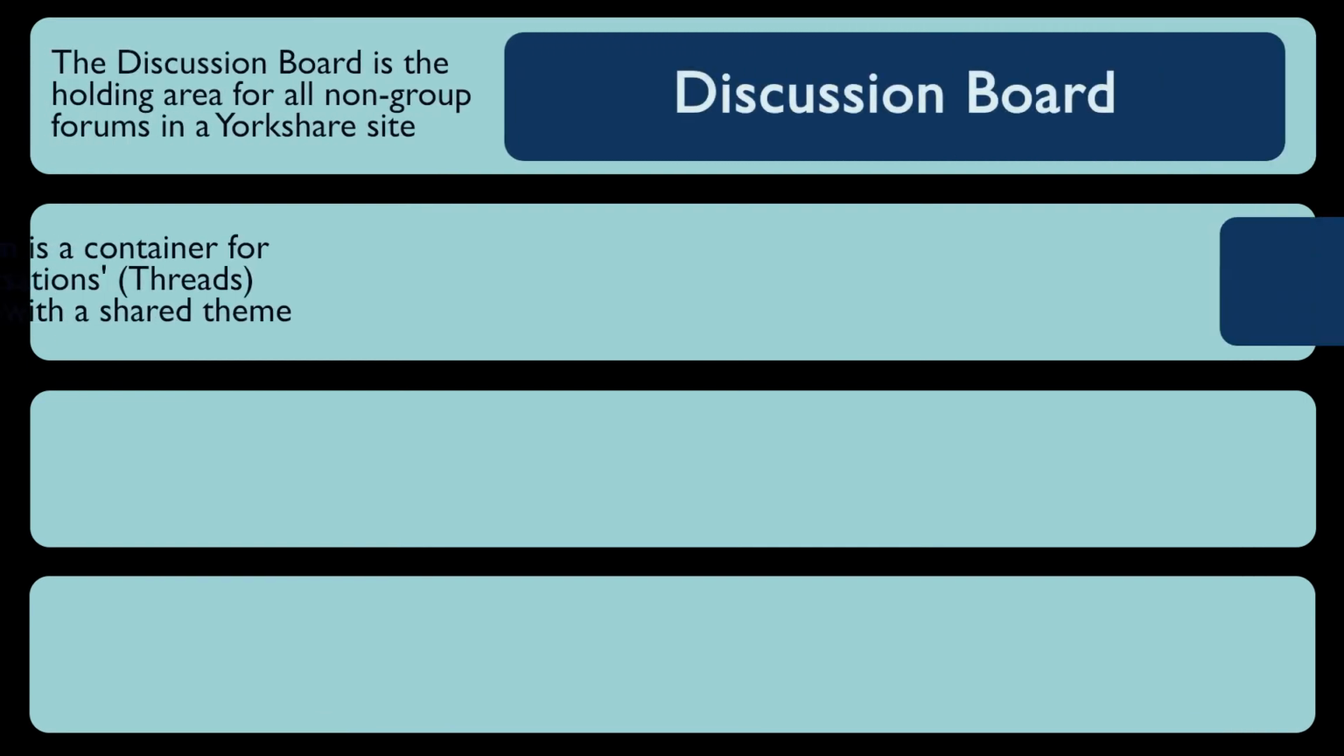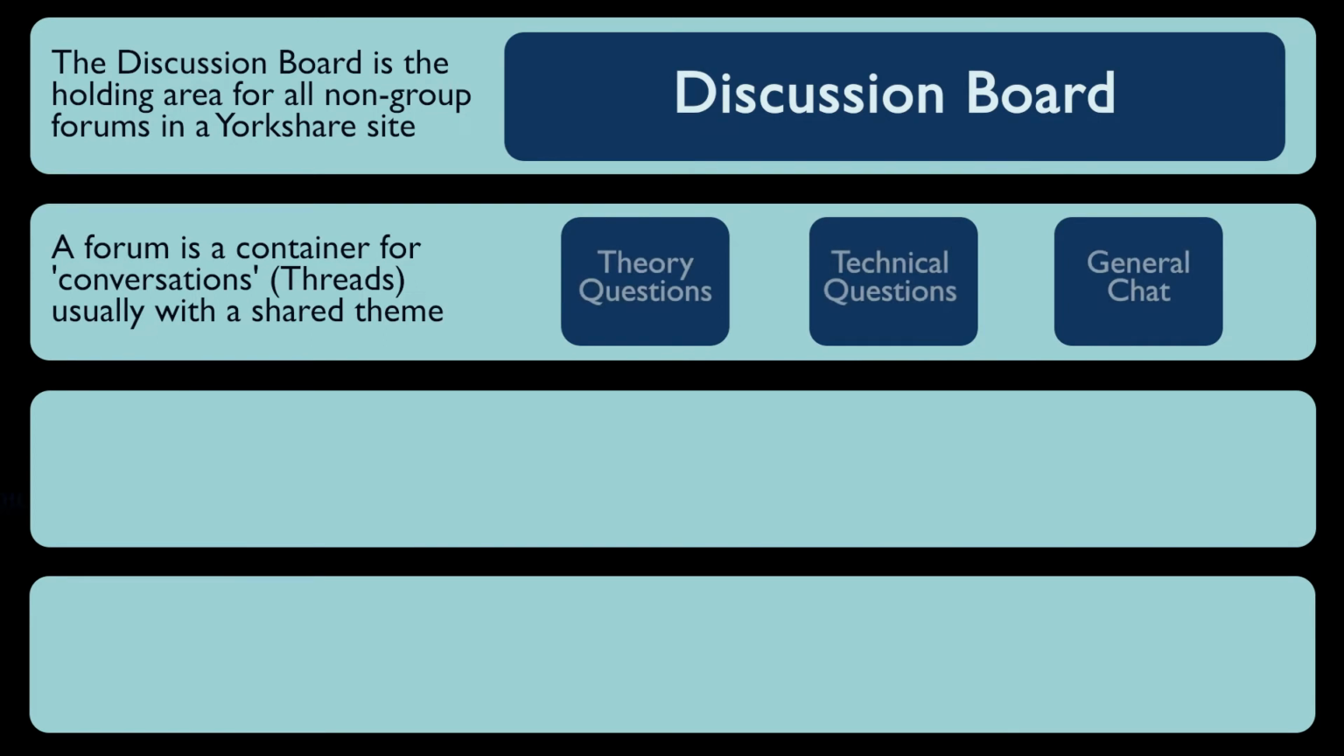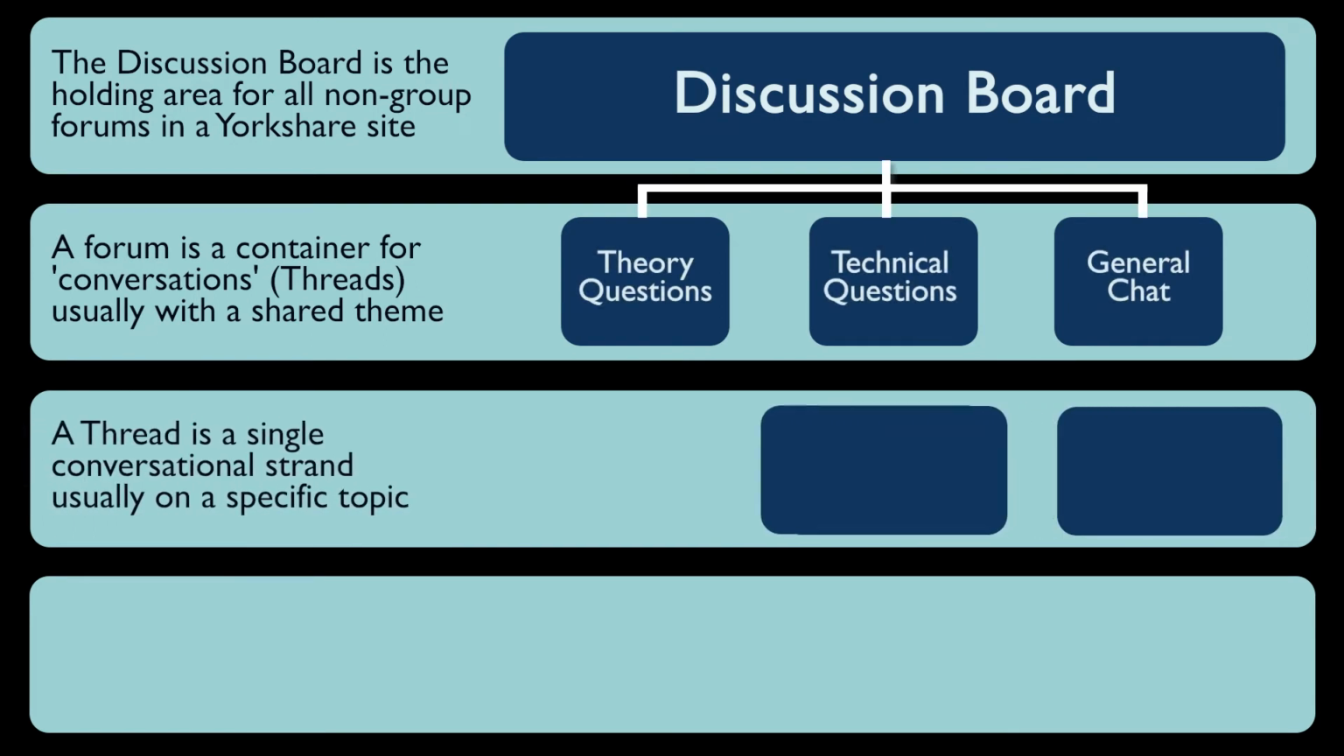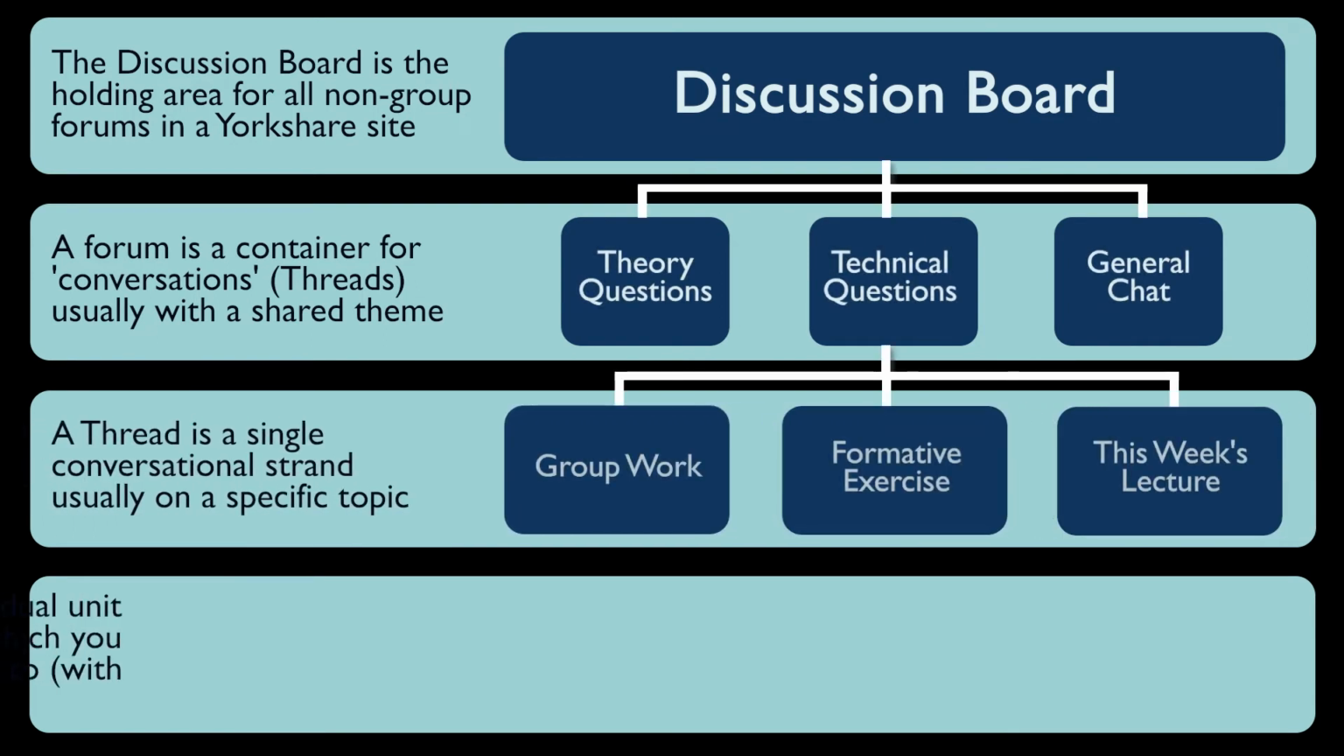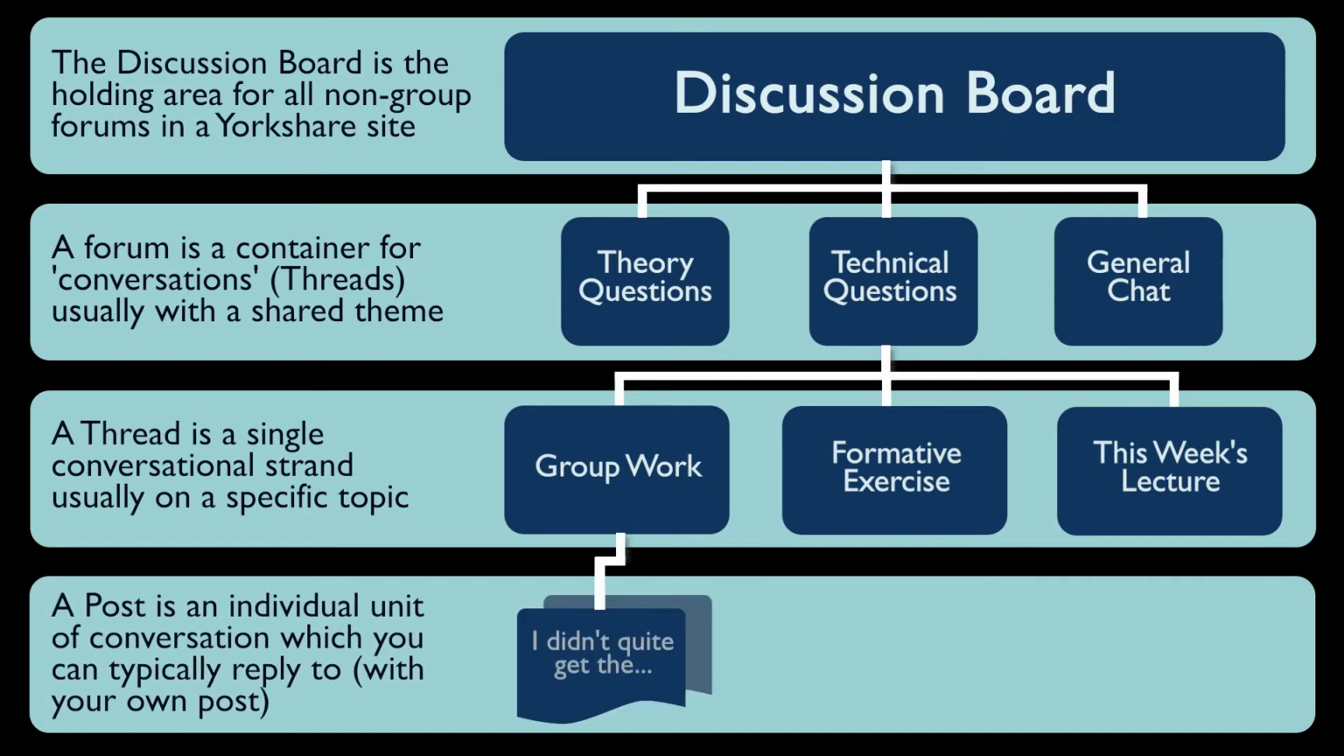The discussion board provides access to multiple forums. A forum contains differently themed threads of conversation. A thread contains all the posts made in reply to the initial and successive posts made in the thread.